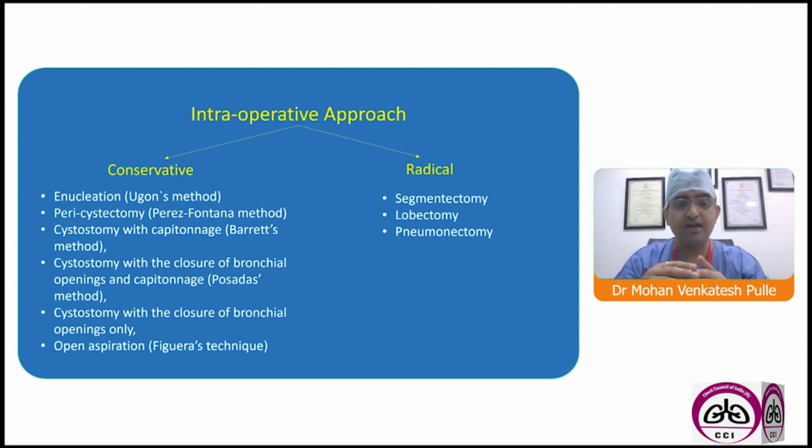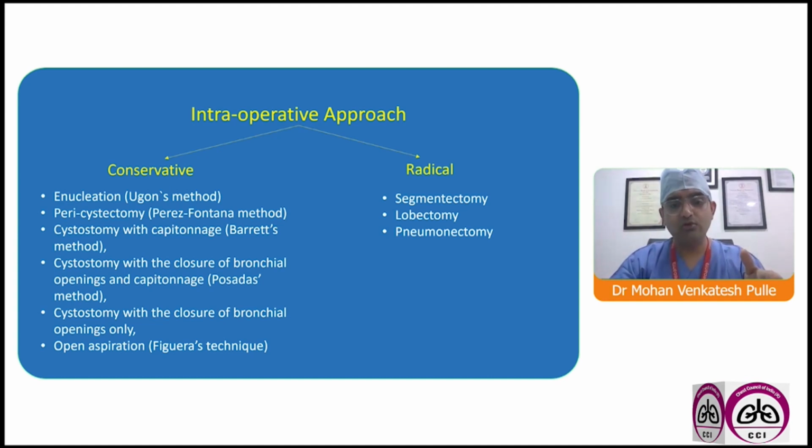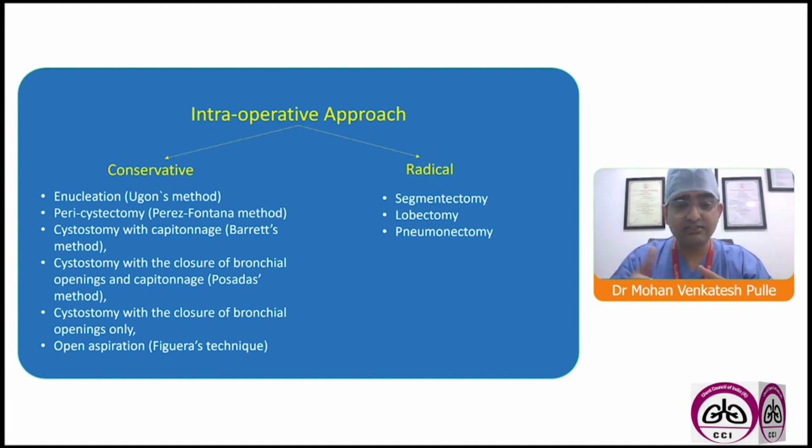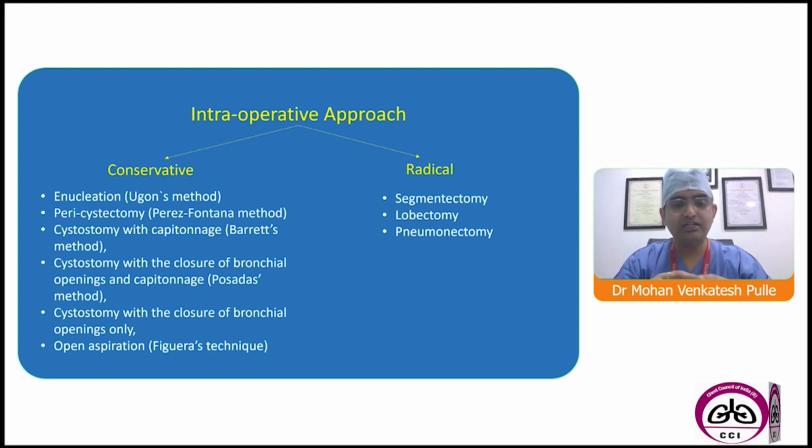In some cases where there is a small peripheral cyst or there are fissural cysts, you need not do the capitonage. In such cases, you can do cystostomy and close the bronchial openings. The other method is the Figueroa technique, which is the equivalent of the Pear technique in liver hydatid cysts, where you don't do complete excision, you only do aspiration and then manage the cyst. In the present era, the Figueroa technique is not used by most surgeons because of the fear of spillage and pleural contamination.